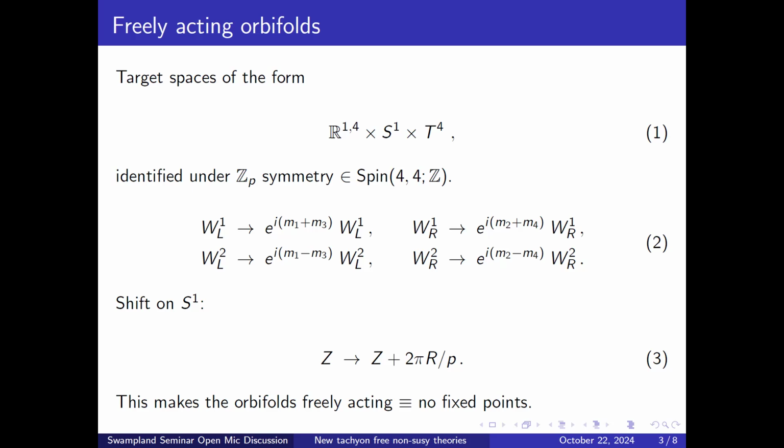Regarding the shift, the circle coordinate is denoted here by z, and the shift is simply z goes to z plus 2 pi R over P. R is the radius of the circle, and P is the orbifold rank. The shift is what makes the orbifold freely acting, because there are no points left invariant under this action, which is the definition of a freely acting orbifold.